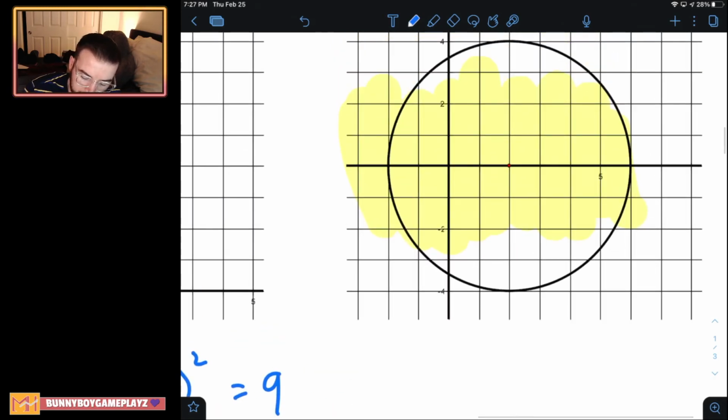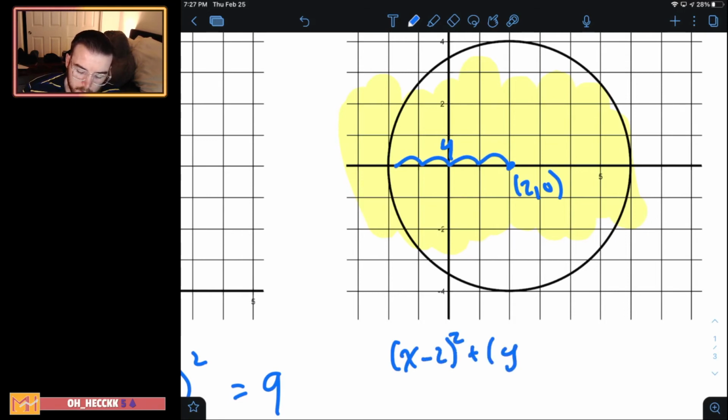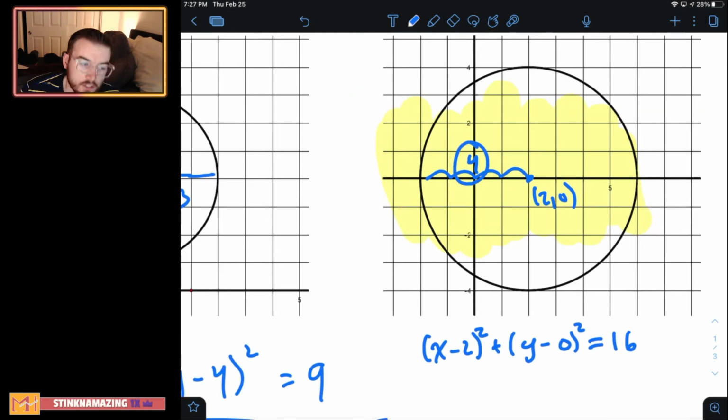You should have identified that the center of the circle is at 2, 0, and that the radius is 1, 2, 3, 4. So, (x − 2)² + (y − 0)² equals 4 squared is 16. It doesn't even matter if you write minus 0, right? Don't forget to square the 4, right? That's a very common mistake, to forget to square it, and you just end up writing the number.